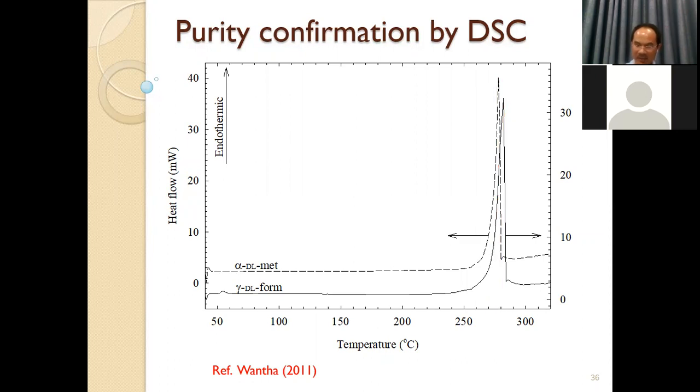How about if we have a mixed crystal? If we have both alpha and gamma, you can see we have two peaks, one peak for gamma and one peak for alpha. If we have both, we have mixed alpha and gamma. The DSC will show both peaks, and you can define this mixture. This one is pure.